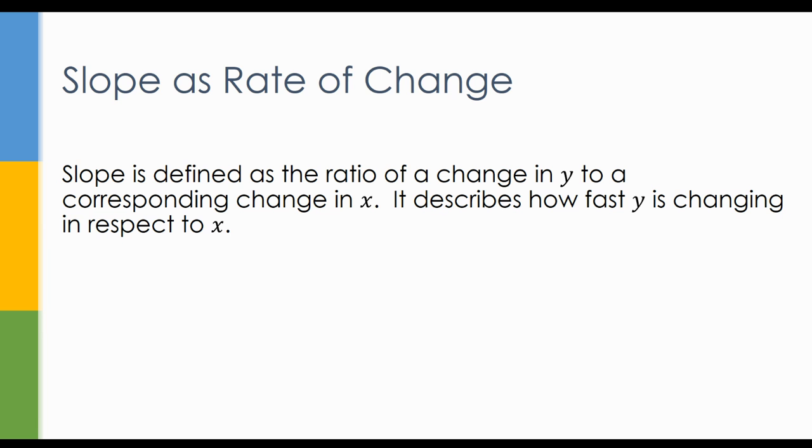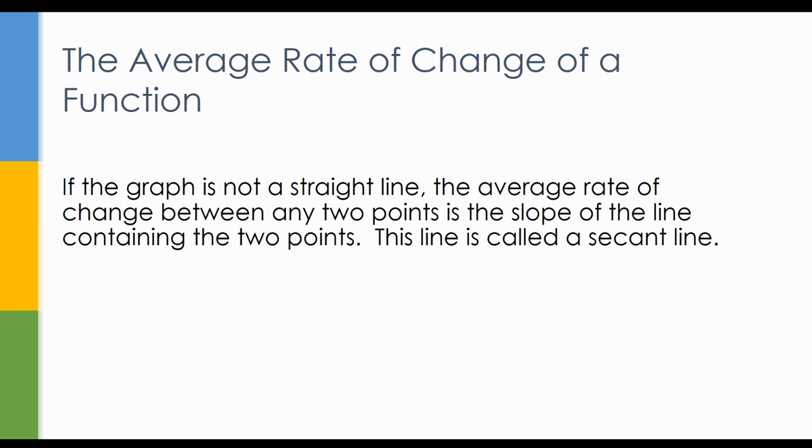So, slope is rate of change. Slope is defined as a ratio of a change in y to a corresponding change in x. It describes how fast y is changing with respect to x. Okay? I mean, we've been calculating slope now for quite a while. So, average rate of change is essentially the same idea as slope. Okay? However, it doesn't have to deal with straight lines.